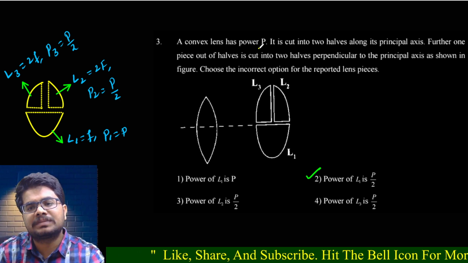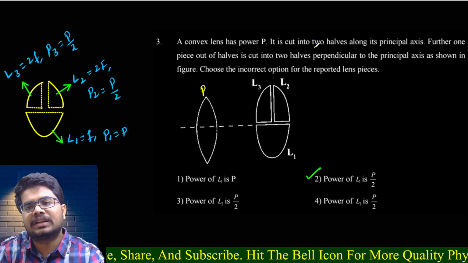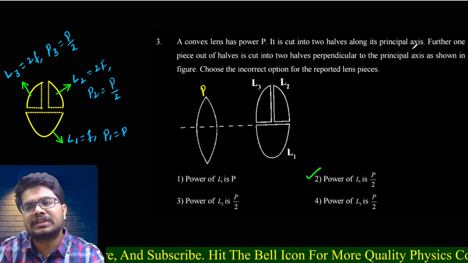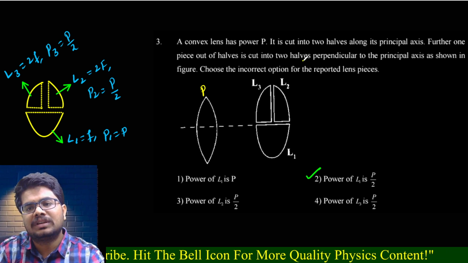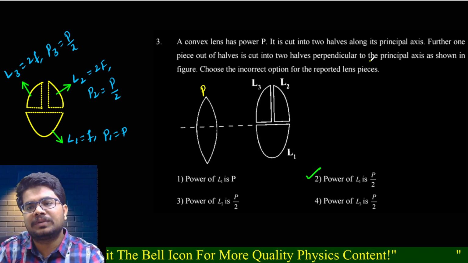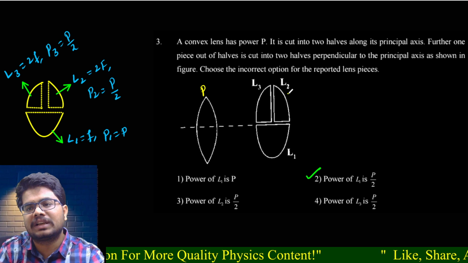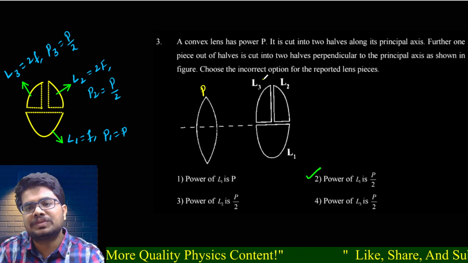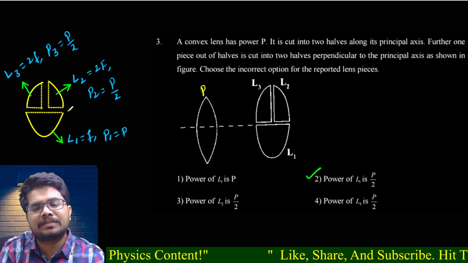A convex lens has power P. So this initial lens is having power P, they said here. It is cut into two halves along its principal axis. Further, one piece out of the halves is cut into two halves perpendicular to the principal axis. First they cut it horizontally, then one piece they cut vertically, as shown in the figure. Choose the incorrect option. Be careful, they are asking for the incorrect option.